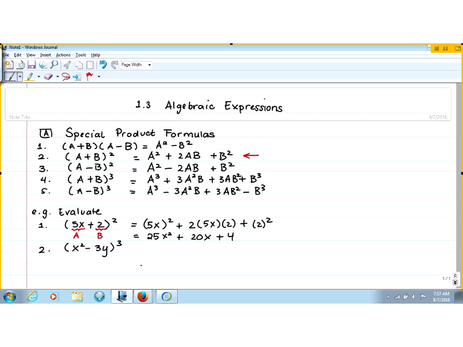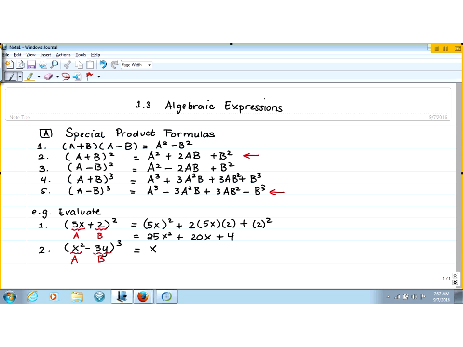Okay. What about x squared minus 3y cubed? So which one's your A, which one's your B? A and B. So which formula am I using? Yes. So the signs alternate. Right? Okay, so do we want to write the cube or do we want to cube it directly? I could write it. What will it be?